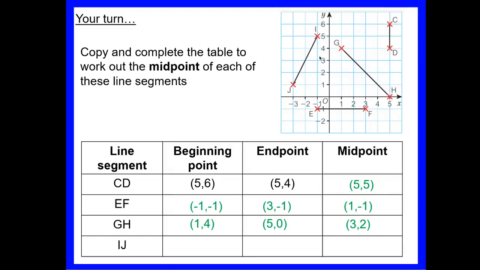Our last one then, so I is here, so that's at -1, 5. J is at -3, 1. And again, it's a diagonal, so we need to find the middle. So hopefully we can see the middle is just here. So this was a bit trickier to find the middle. And that's at -2, 3. So that was a little bit more challenging at the end because we don't have exactly whole squares to count. Check your answers, make sure you are happy.